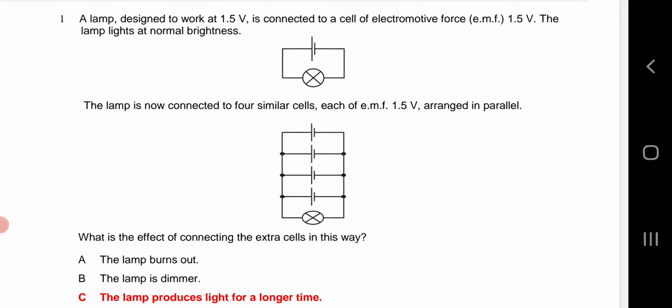If you connect these cells in parallel combination, then the terminal voltage will remain the same. That is, if the voltage of a single cell is 1.5 volt, then the parallel combination of 4 cells will also generate 1.5 volt. But the advantage is that the cells in this parallel combination can deliver current for a longer duration of time. So, option C, the lamp produces light for a longer time because it can receive current for longer duration from this battery.